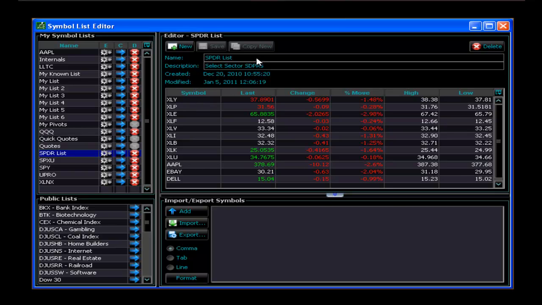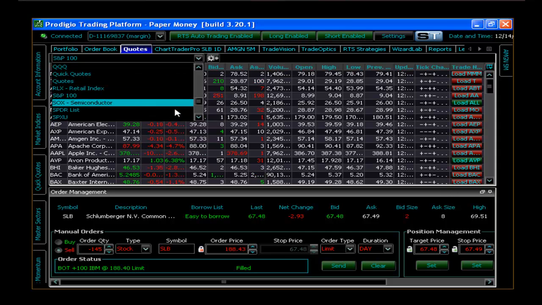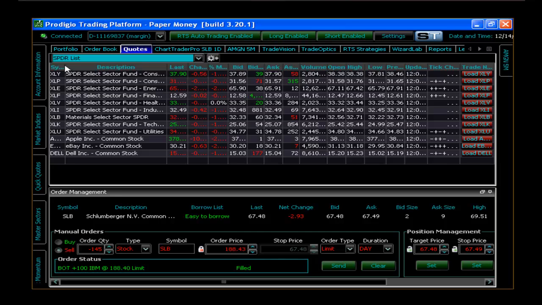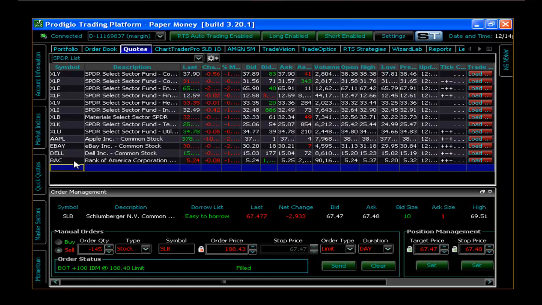And what I can do with Prodigio is create a robotic trading strategy, and I can deploy it against all of the symbols inside of this list. So I can modify this at any time, but this is really just a quotes table that allows you to see the various lists that you're working on. All right, and of course I can modify this inline. Now this is not a spider symbol, but I had BAC up on a chart before, so you can just add that symbol to that list right from the quotes table.